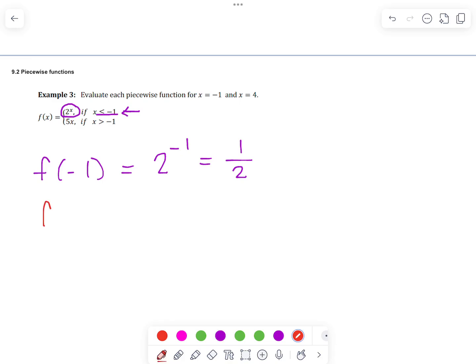We can just use our calculator, or we can go by hand. That's a 1/2 power. Second one, f of 4. Well, that's this domain, because our domain is x greater than -1, and that falls in that domain. So evaluate it for the second piece. So then 5 times 4 is 20.